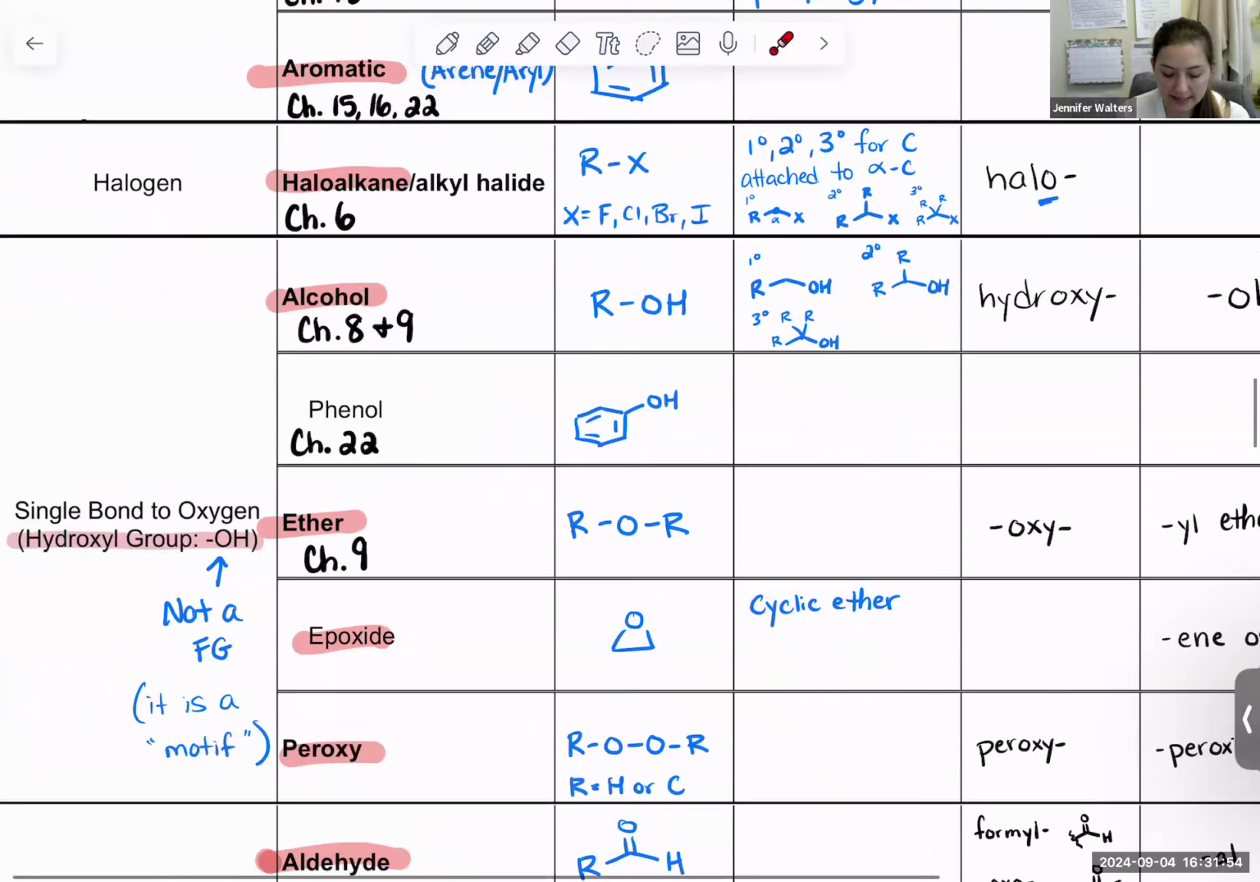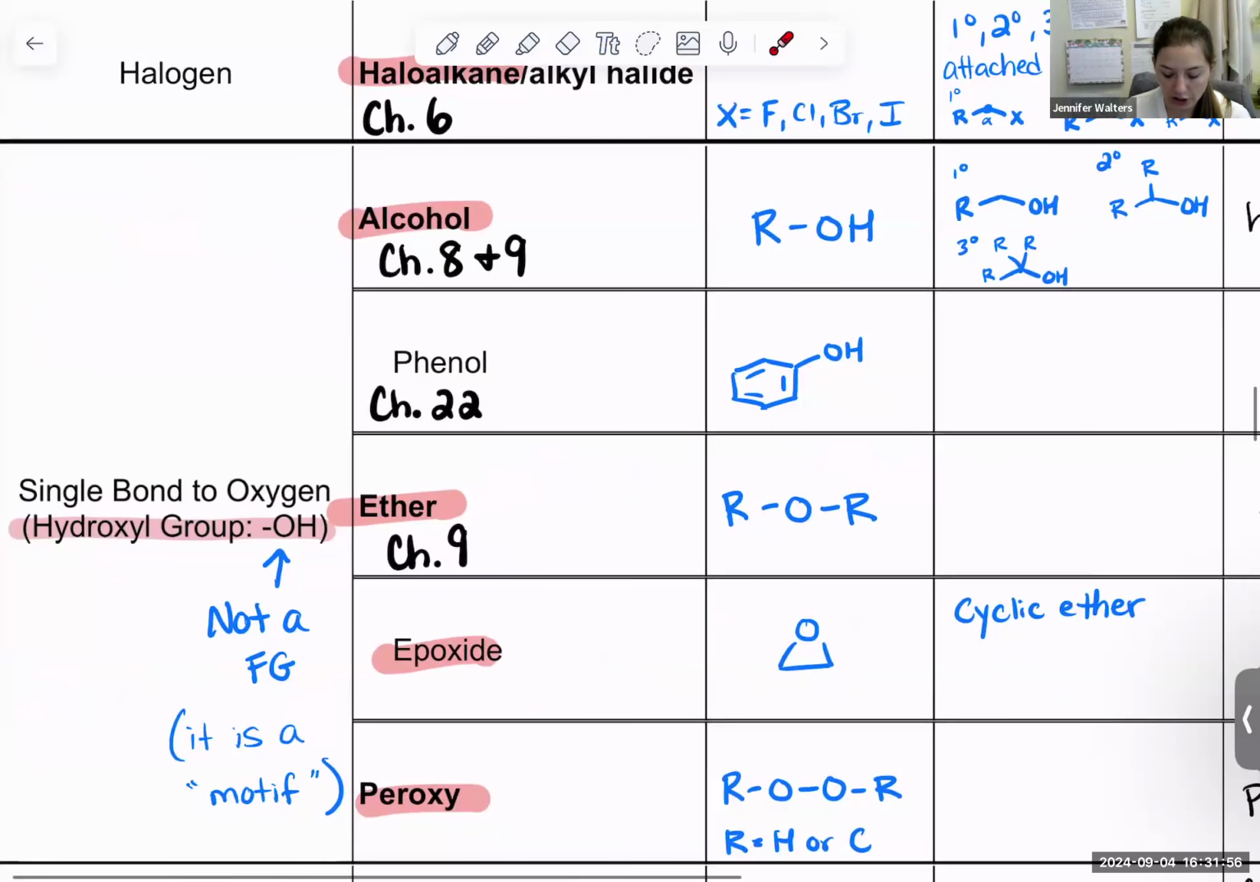If you have single bonds to oxygen, then you are going to be one of these functional groups. Our alcohols are where you have the carbon with what is known as a hydroxyl group. It's important to note that hydroxyl is not a functional group. That is that motif. It is a description of, I just have an OH group. There are multiple functional groups that contain a hydroxyl group. So hydroxyl is not the functional group.